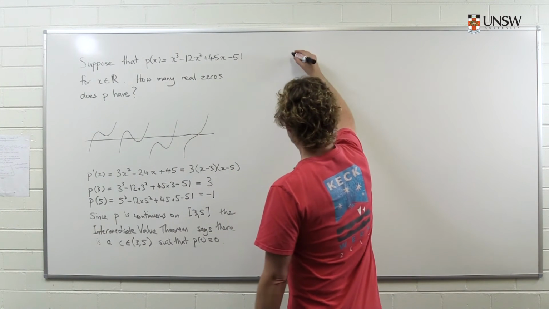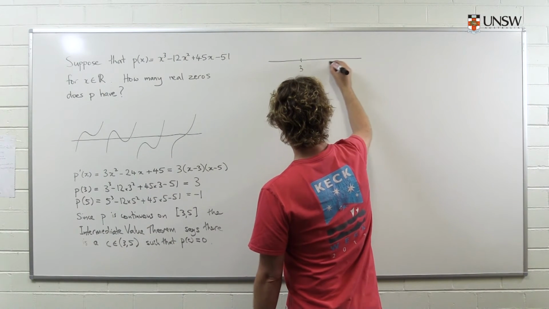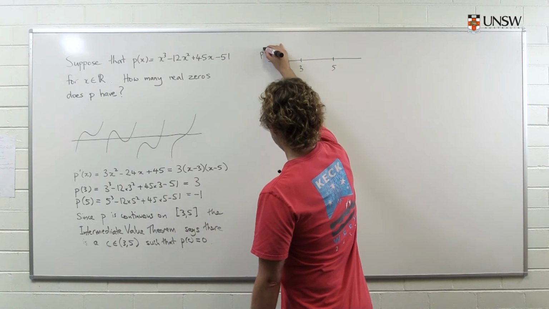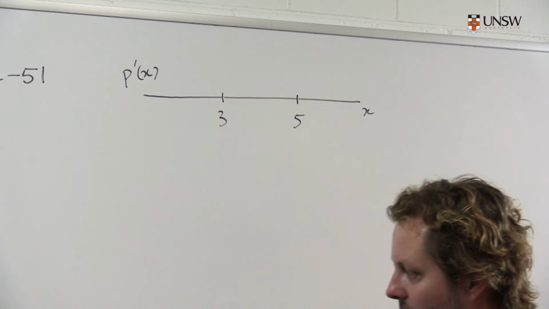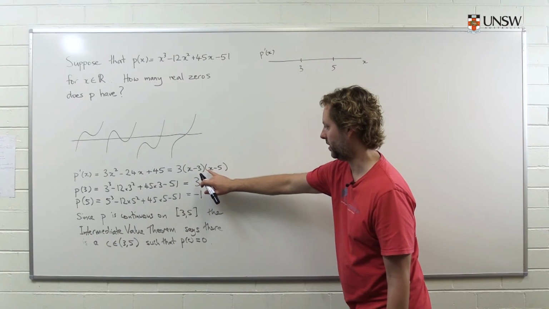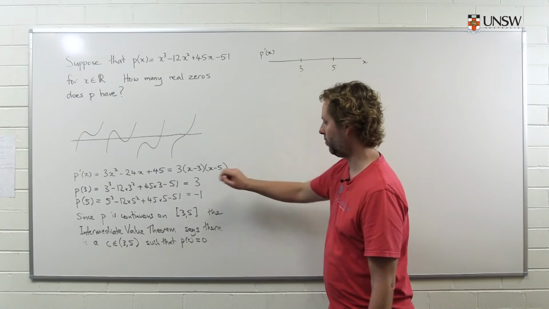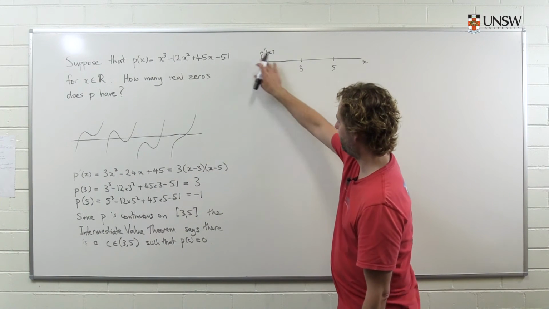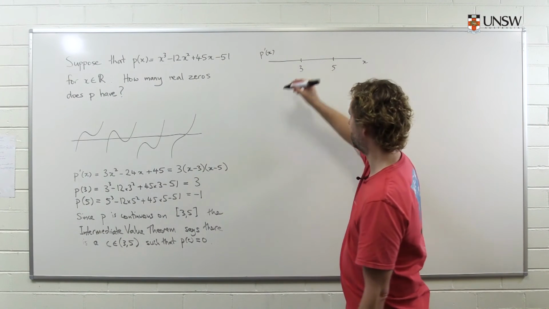So if this is a real line, there's 3 and there's 5, and I'm interested really in whether p dashed of x is positive or negative along here. P dashed of x is 3 times (x minus 3) times (x minus 5). And it'll be positive when we're multiplying two positive things together, or two negative things, and it'll be negative when one's positive and one's negative.